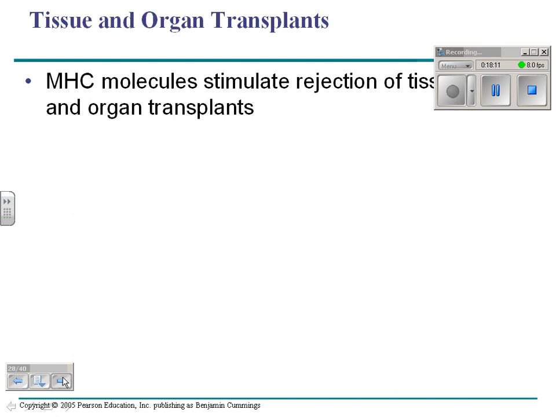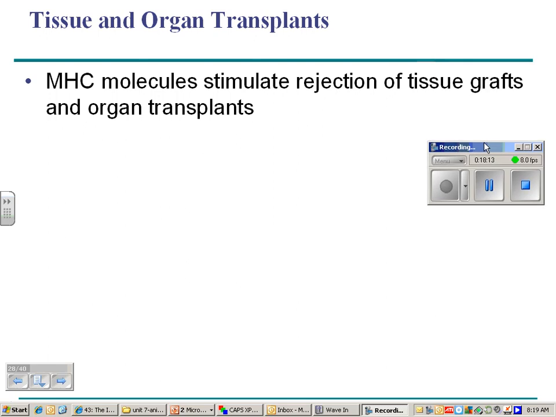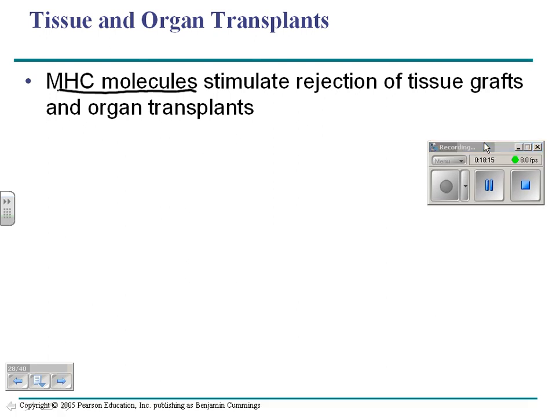The other molecule that's involved are those MHC molecules. So when they look at matching for organ transplants, they actually are looking at MHC molecules, not just blood type. And that's all the more you need to know on that.